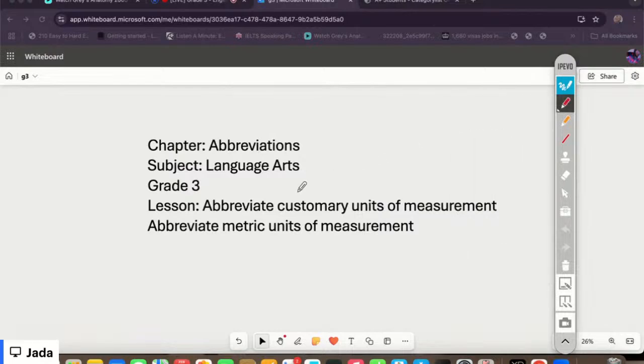Today we'll continue our lessons under abbreviation. First, you have to log in using the aplusstudent.com. So you have to click on your name.